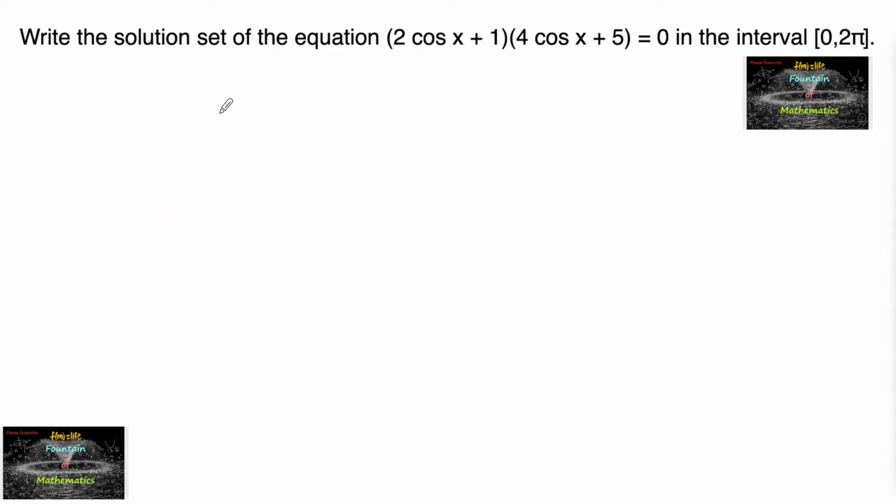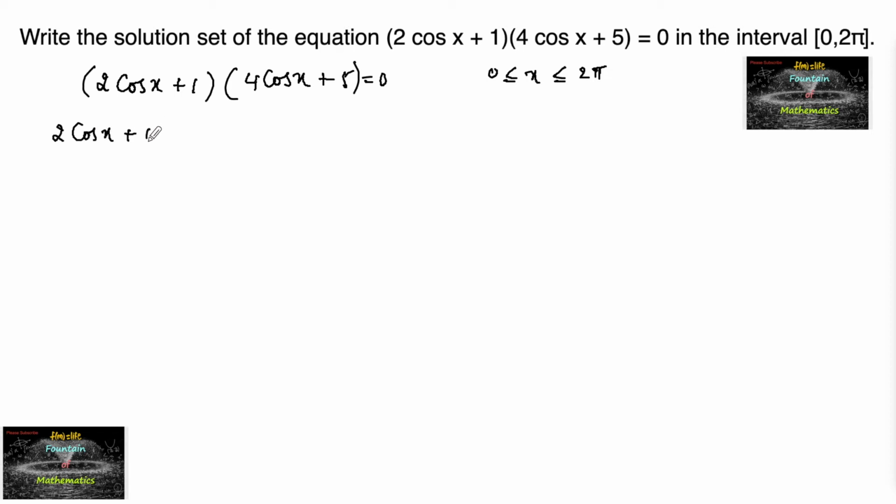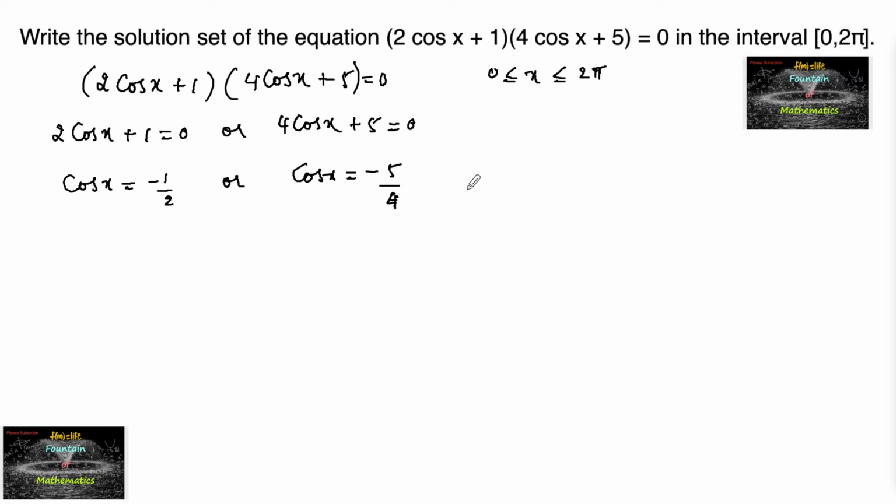Write the solution set of the equation 2 cos x plus 1 into 4 cos x plus 5 is equal to 0 in the interval 0 to 2 pi. So we can write this as 2 cos x plus 1 equals 0 or 4 cos x plus 5 equals 0. So that is cos x is equal to minus 1 by 2 or cos x is equal to minus 5 by 4. So minus 5 by 4 is less than minus 1, which is not possible.